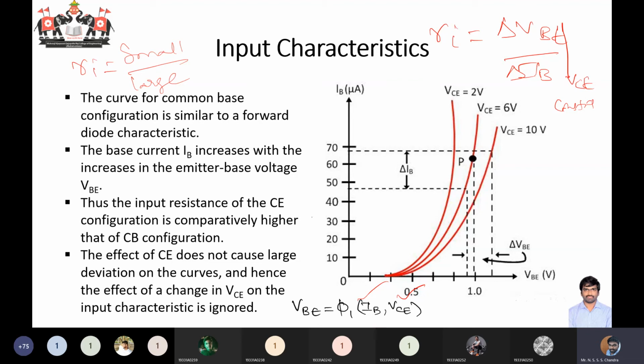Okay. But if you compare with CB configuration, it's slightly higher. So I can say that Ri in CB configuration is less than Ri in CE configuration. But still your Ri will be a small value only. In CB it is very small. However, in CE configuration it is slightly small. It is not very small. It is not too small. Okay.